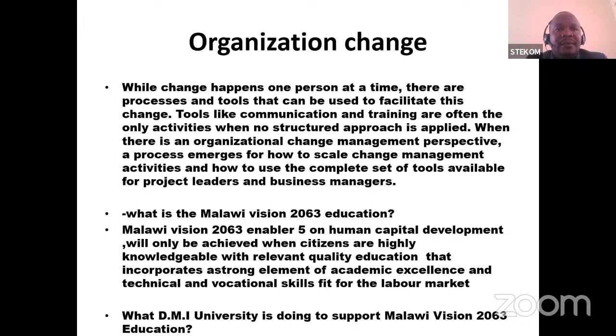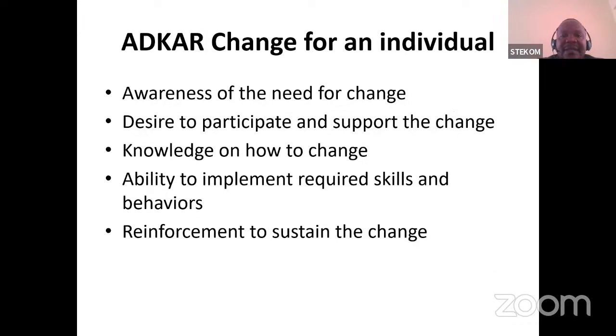We have a wonderful organogram structure from the vice chancellor academic, and we have well qualified doctors and other well supported staff who are there to make sure that what we are doing here is not just ending here at DMI, but we are supporting the 2063 vision of Malawi. And apart from that, we are also supporting Africa 2063.